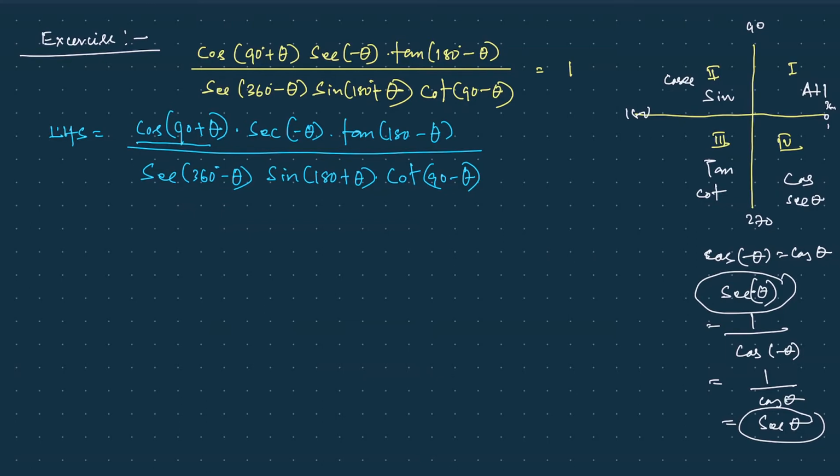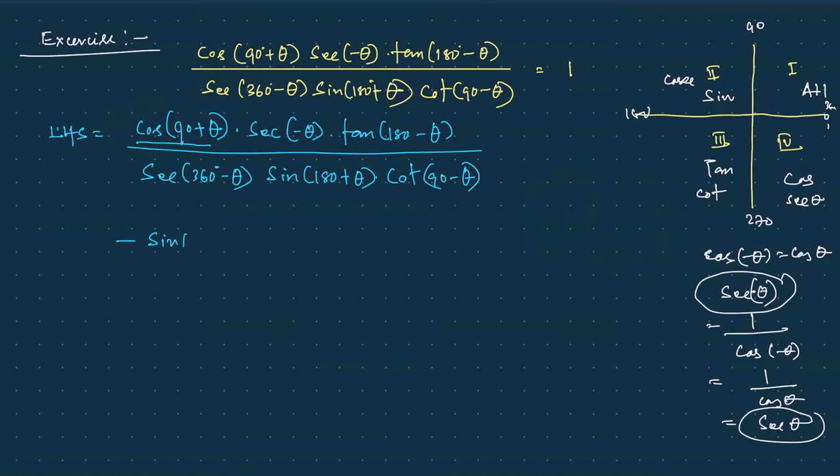But here cos is what? In the second quadrant cos is going to be negative, because in the second quadrant only cosec theta and sin theta are positive. That's why it is going to be negative sin theta. So instead of this one I am going to replace negative sin theta.